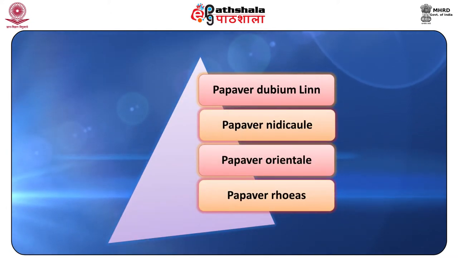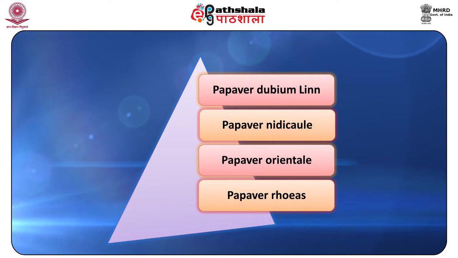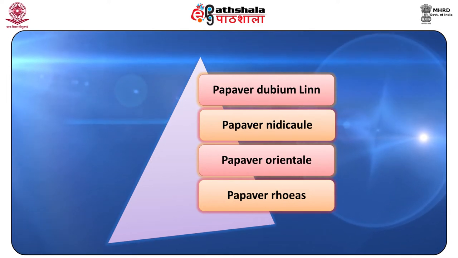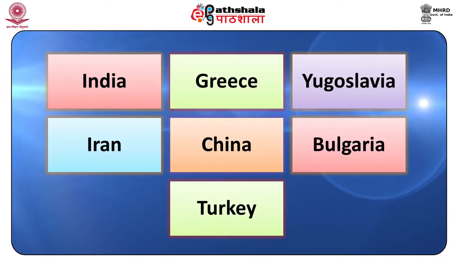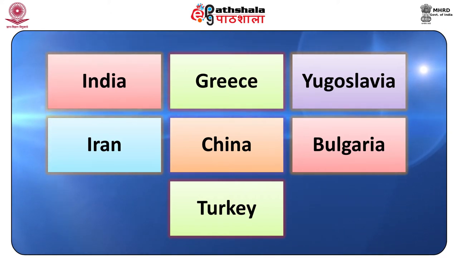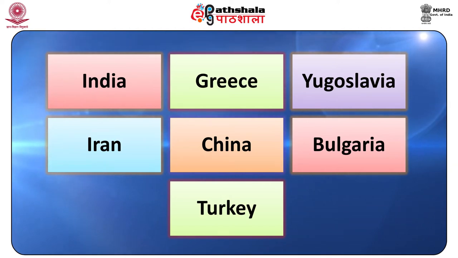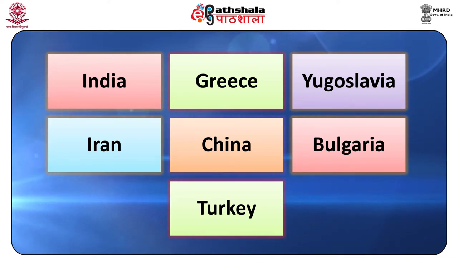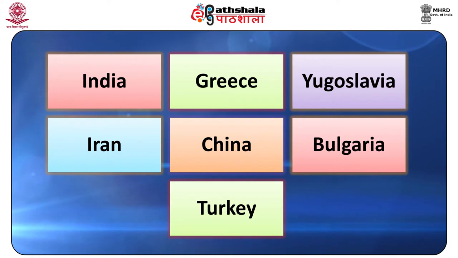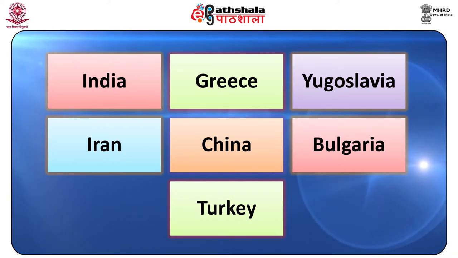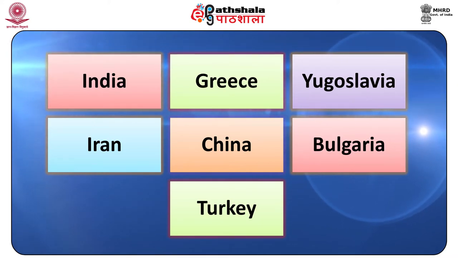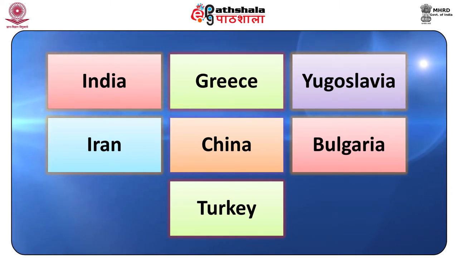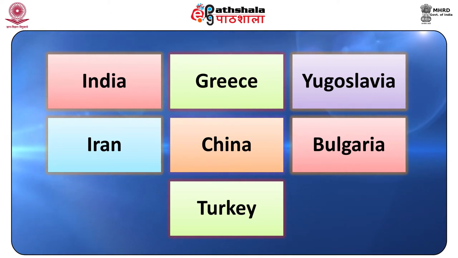There are many varieties of poppy plants, namely Papaver dubium, Papaver indicum, Papaver orientale and Papaver rhoeas. Opium is produced in many tropical and subtropical countries, but on a large scale it is produced in India, Greece, Yugoslavia, Iran, China, Bulgaria and Turkey. The Turkish and European varieties of opium are mostly used for medicinal purposes, while the Indian and Persian opium are mainly used for the manufacturing of opium alkaloids.